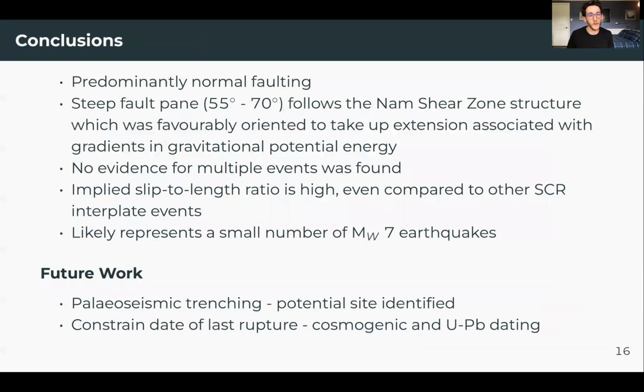To conclude, we've got a predominantly normal fault paleo fault scarp in southern Namibia that's following an older structure. We've found no evidence for multiple events, although the implied slip to length ratio is very high, even for other stable continental region earthquakes. So it likely represents a small number of magnitude 7 earthquakes that have occurred sometime since the late Pleistocene. Future work includes trying to get a better bracket on when the last rupture events did occur. Thank you very much for listening.